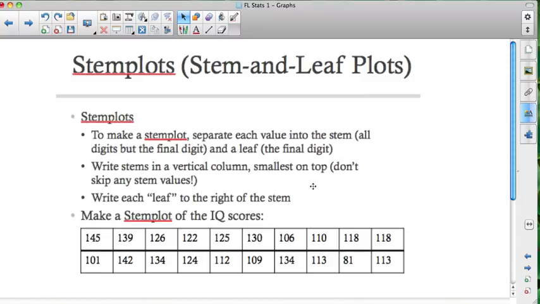In order to create a stem plot, you have to separate each value into a stem and a leaf. The stem is all the values except for the final digit, and the leaves are the final digit. So for this guy, the stem is a 14 and the leaf is a 5. Then you create a vertical column, put the smallest numbers on top and the largest numbers on the bottom, and write each leaf to the right of the stem. It's easier to show you.